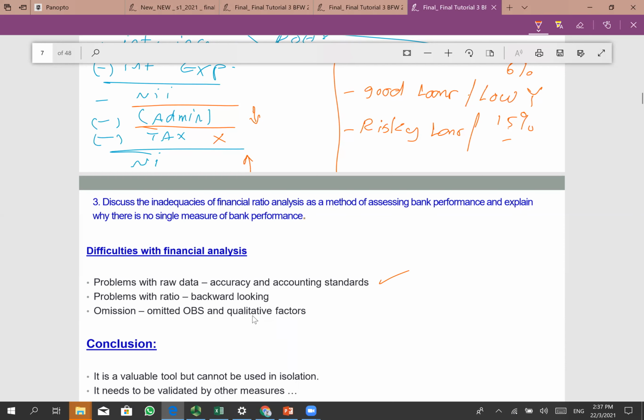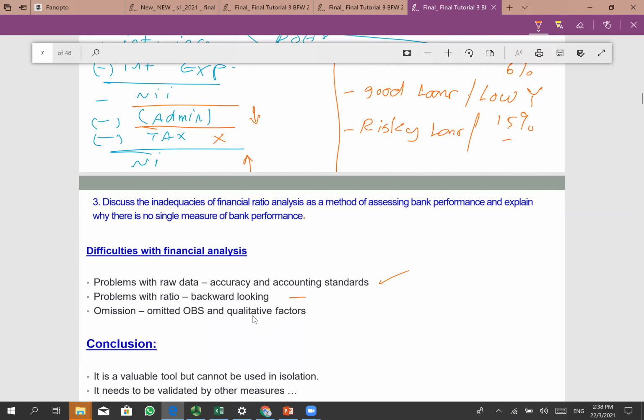Another problem with the ratio is that it looks backward. All those ratios are taken from financial reports that have been produced, which is actually the performance of last year and the year before, if you are taking many years back.